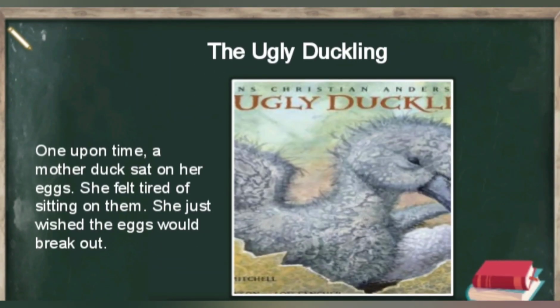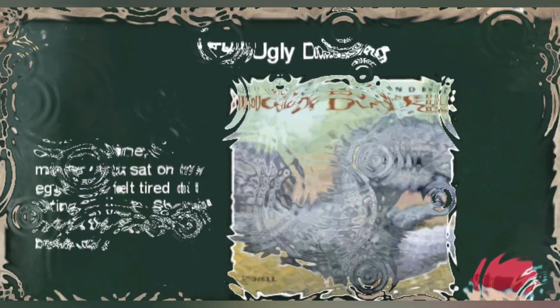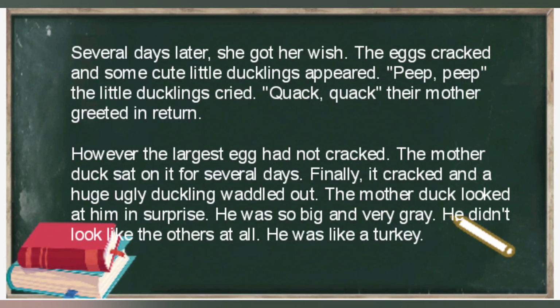The ugly duckling. Once upon a time, a mother duck sat on her eggs. She felt tired of sitting on them. She just wished the eggs would break out. Several days later, she got her wish. The egg cracked and some cute little ducklings appeared. Peep, peep, peep. The little ducklings cried. "Quack, quack," their mother greeted in return.